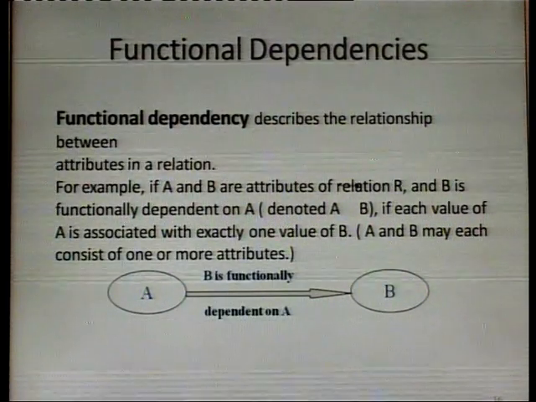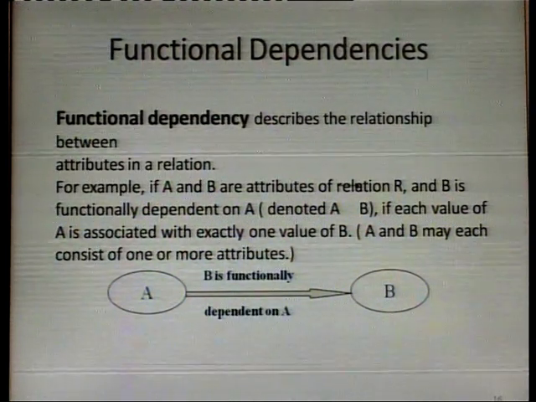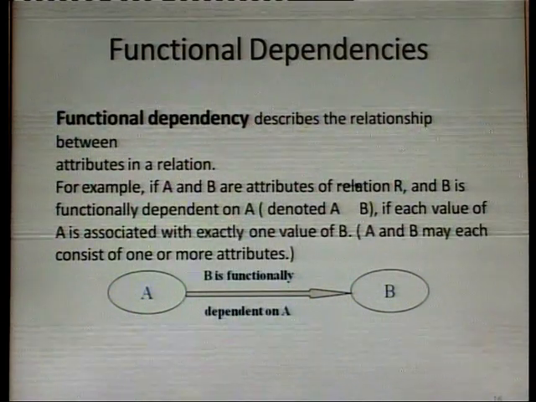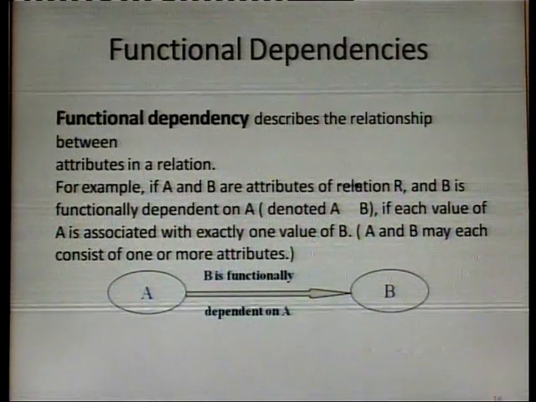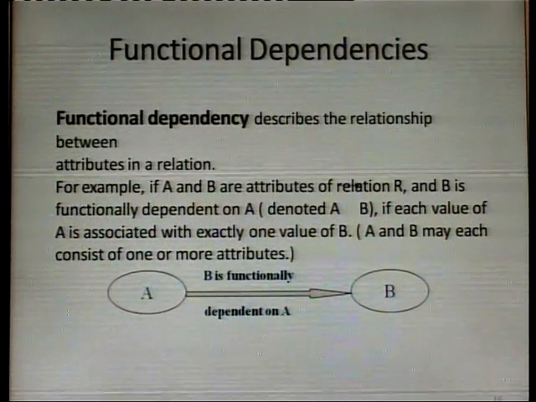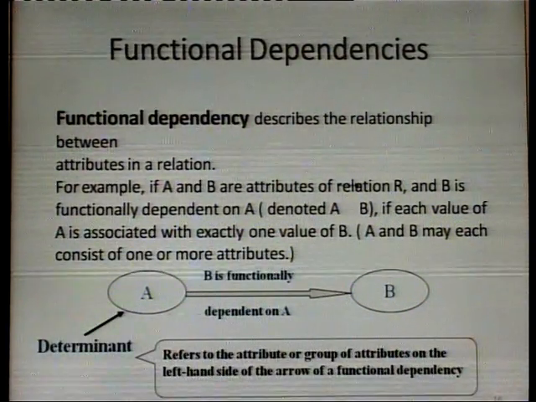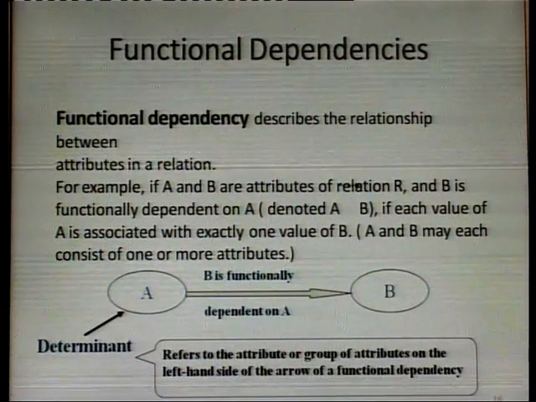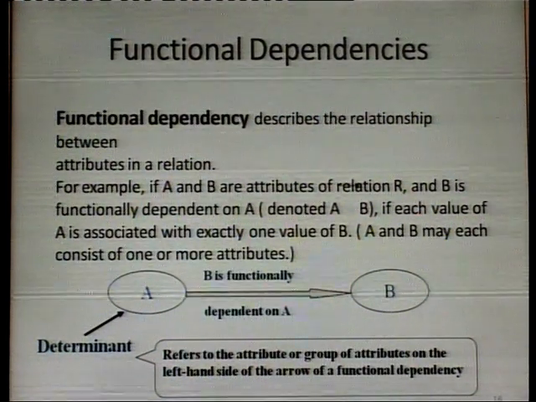We are having a relation R and two attributes A and B. For example, you can take employee name and employee ID and say the employee name is dependent upon employee ID. So all the values of employee name will be dependent on employee ID of the relation employee. So, this is the functional dependency between two attributes. The determinant refers to the attribute or group of attributes on the left hand side of the arrow of a functional dependency.